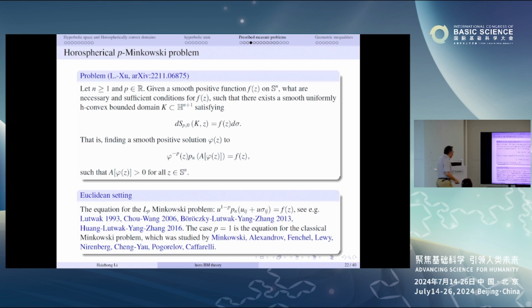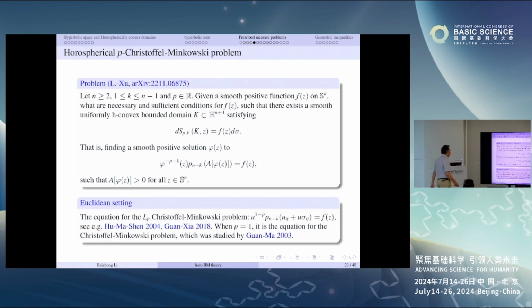The Euclidean cases have been studied a lot. For example, as I mentioned, Lutwak introduced the p-Minkowski problem in different geometry in 1993, and Zhou, Xu Jiawang and some others. For the general case, p equal to 1 is the classic Minkowski problem, studied by Minkowski, Alexandrov, Fenchel, Levy, Nirenberg, Shaoyuan Zheng, Yau, Pogorelov, Cheng, Caffarelli and so on. But the hyperbolic case is this equation.